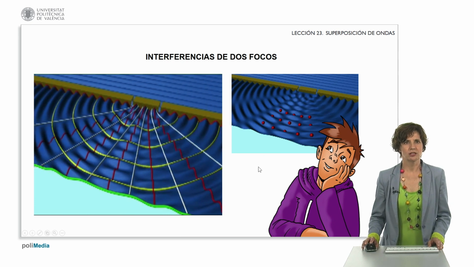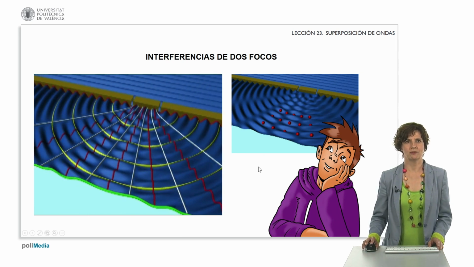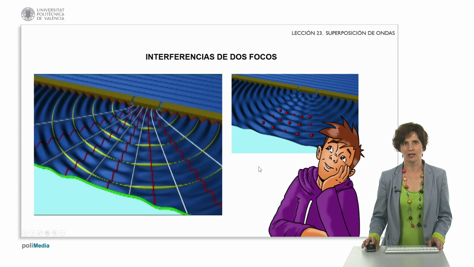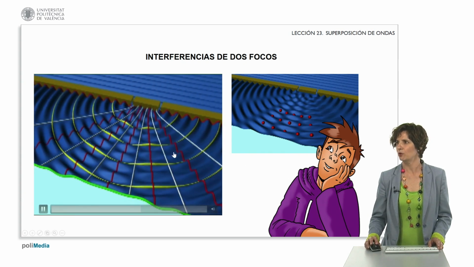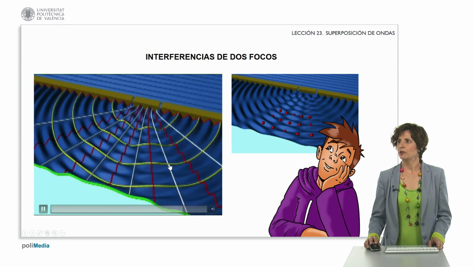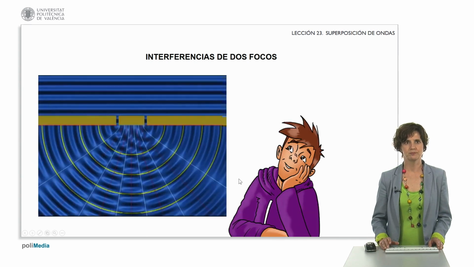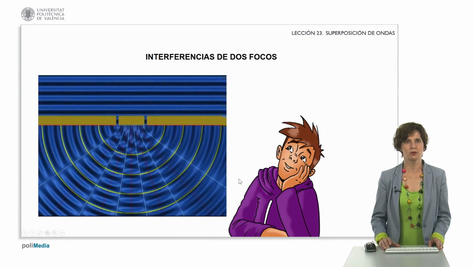If we look, the geometric location of the points with constructive interference are hyperbolas. We have painted this time in red. The points where there has been destructive interference also form a hyperbola, in this case painted in white. Here we see the phenomenon from another perspective.